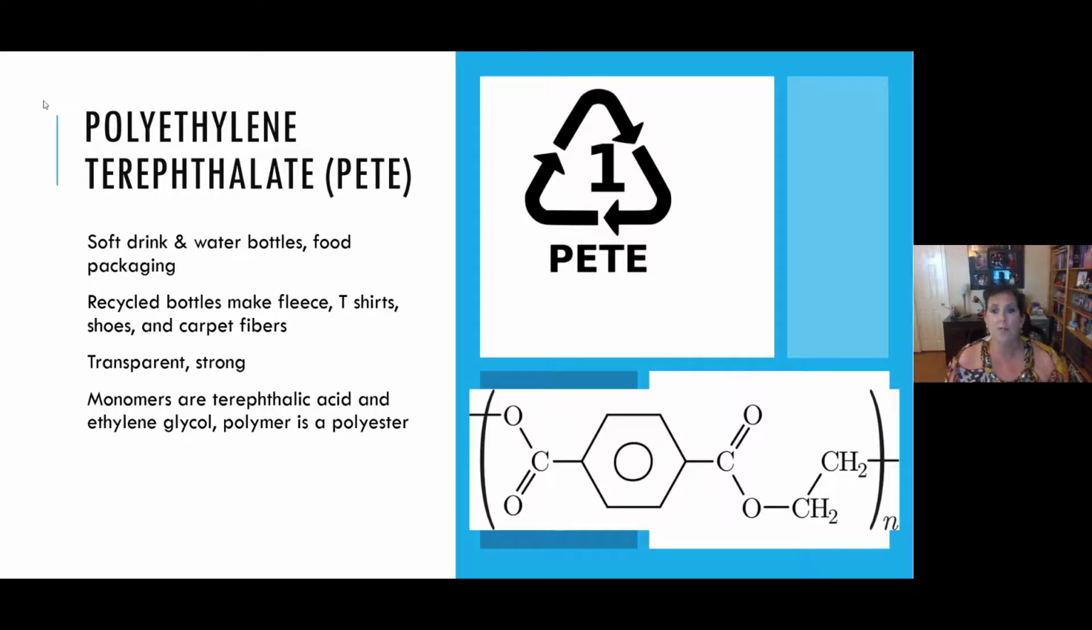Now this bottom picture is the monomer. This one's a complicated monomer. I would never expect you to draw this one. That big molecule repeats over and over and over again. So this is a complicated monomer, making a pretty complicated polymer.